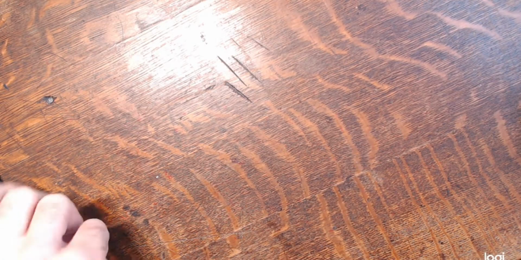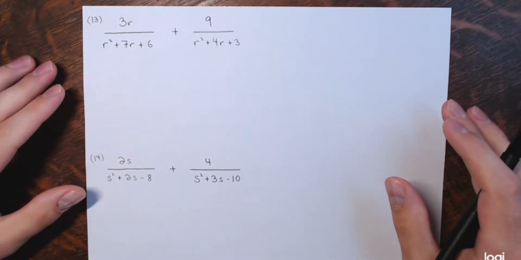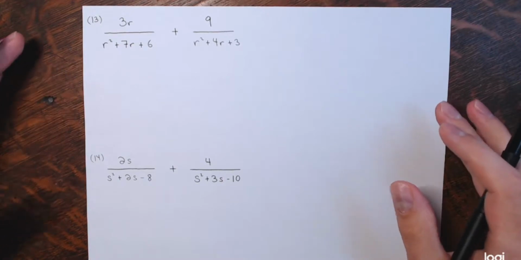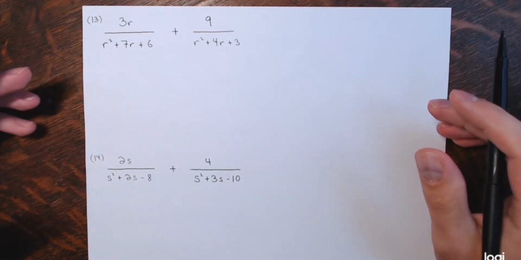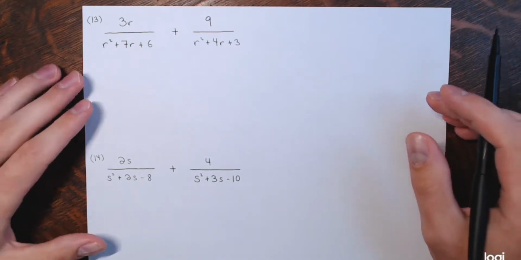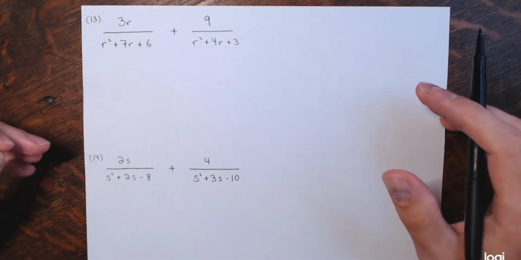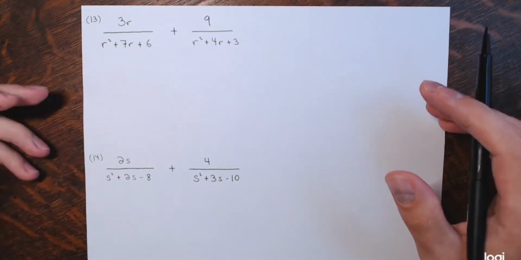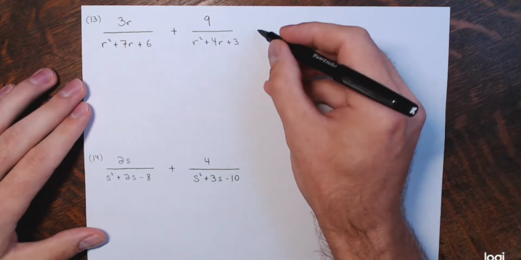Example 13. Every example is the same. It really is. Just the same 4 steps: I find the LCD by factoring the denominators first, then rewrite the fractions so they have that LCD as a denominator, then add or subtract the fractions once they have the same denominator, and then simplify. It's the same 4 steps every single time.